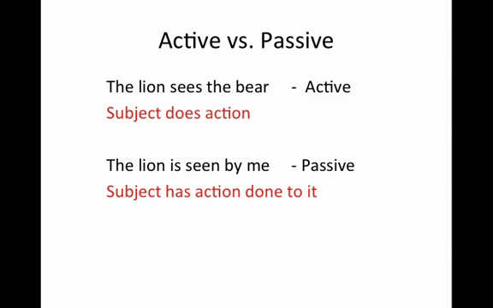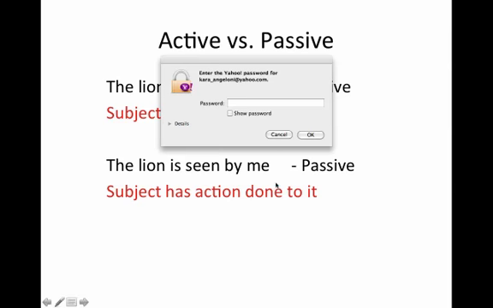The lion sees the bear. That's an example of an active sentence. The subject, the lion here, does the action. The lion's what's doing the seeing. The other sentence, the lion is seen by me. This is passive. The lion is still the subject, but instead of doing something, instead of seeing, it's receiving the action. It's being seen. So in the first one, the subject does the action. The second one, the subject has the action done to it.